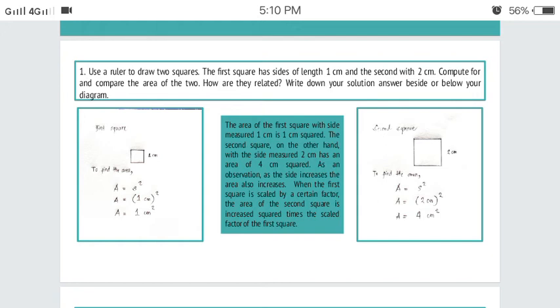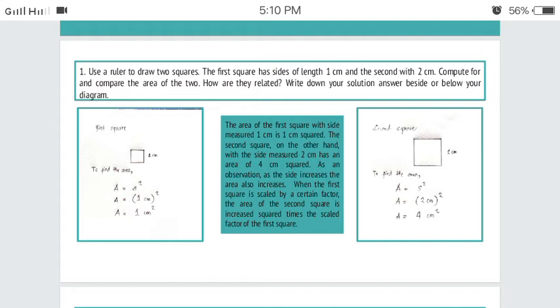Use a ruler to draw two squares. So this is the first question. Use a ruler to draw two squares. The first square has sides of length 1 centimeter, and the second with 2 centimeters. Compute for and compare the area of the two. How are they related? Write down your solution and answer beside or below your diagram.